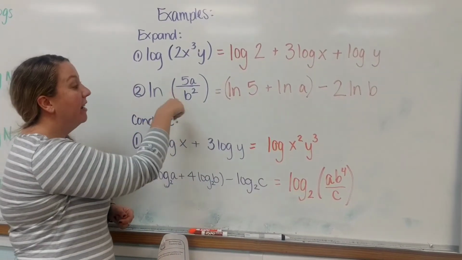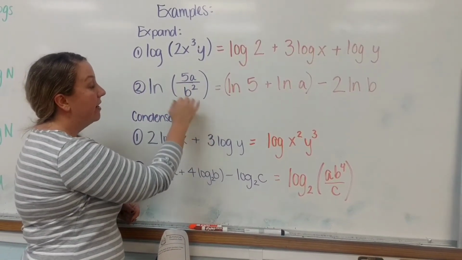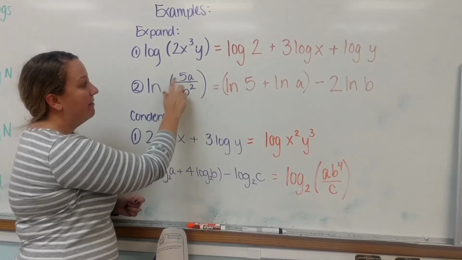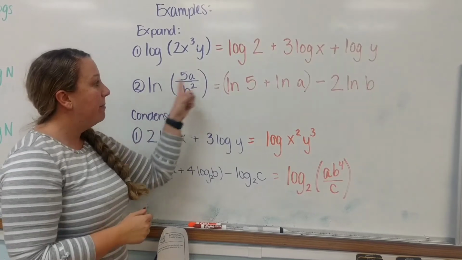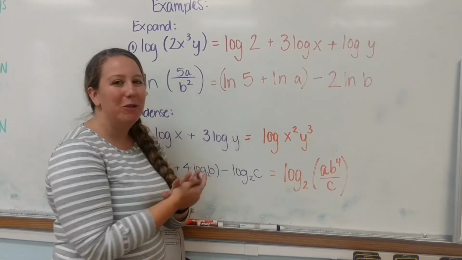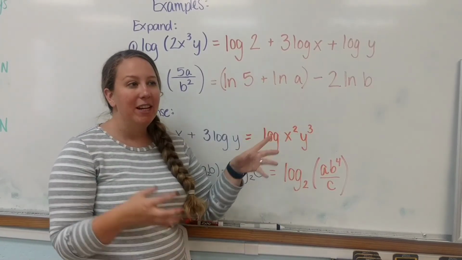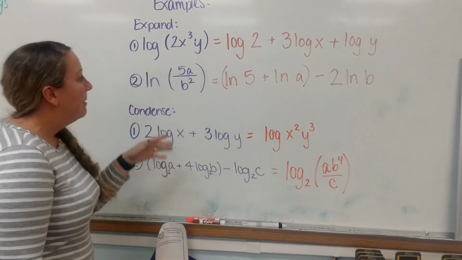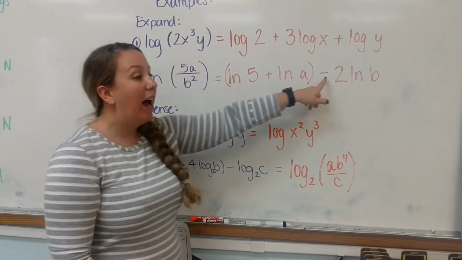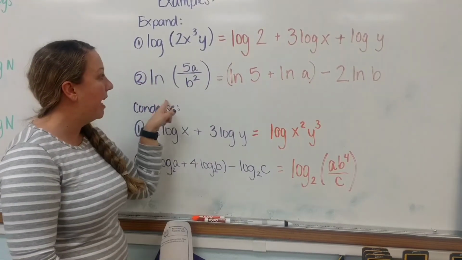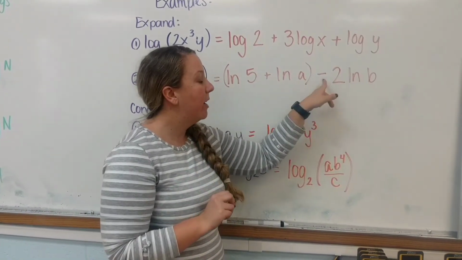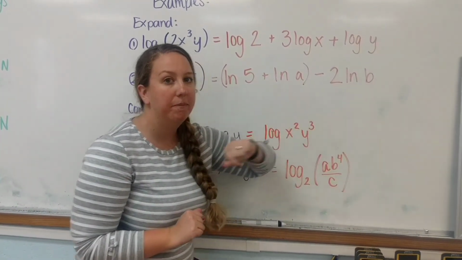This is ln of 5a over b squared. So my 5a is being multiplied, so when I expand it, I have ln 5 plus ln a. Because it's all in the numerator, I want to put that in parentheses to denote that it's in the numerator. And then in the denominator, I have b squared. Because it's a fraction, I subtract. My power comes down in front of just the b, because it's just b squared. So I have minus 2 ln b.